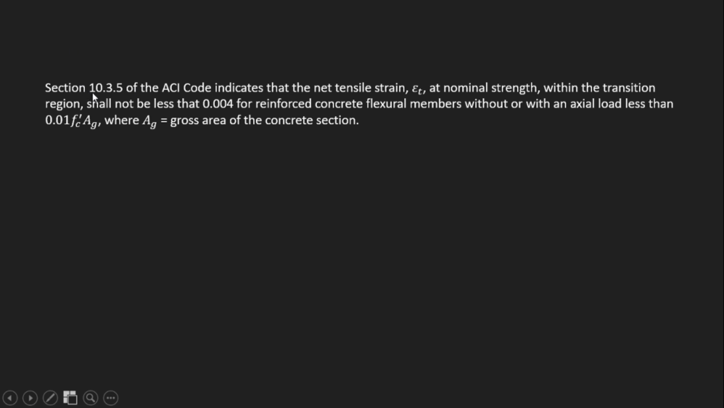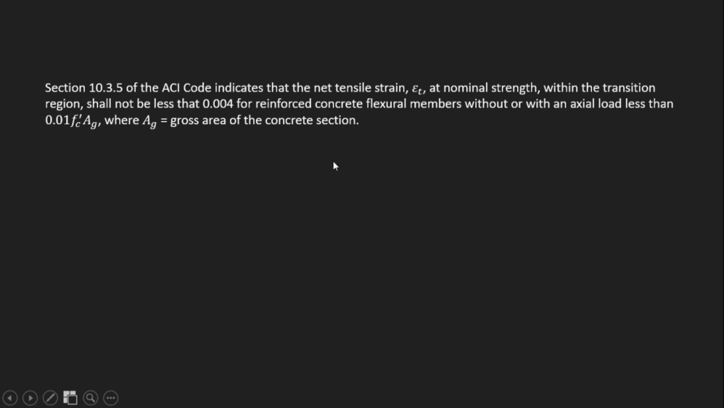So for section 10.3.5 of the ACI code indicates that the net tensile strain, or this εt at nominal strength within the transition region shall not be less than 0.004 for reinforced concrete flexural members without or with an axial load less than 0.01 f'c Ag, where Ag is the gross area of the concrete section.